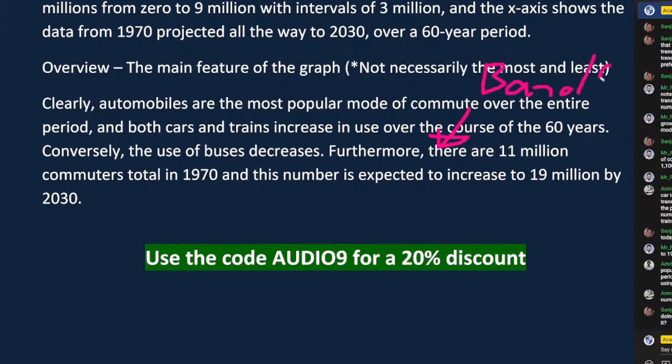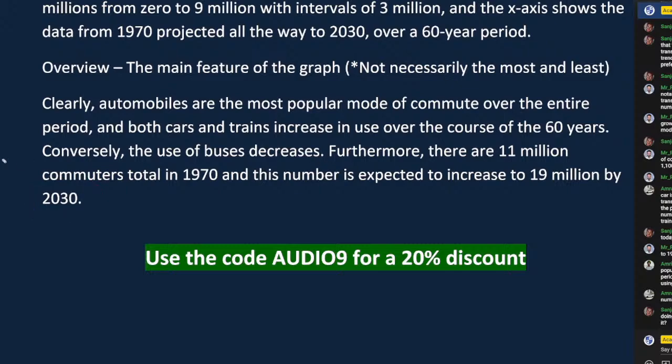Okay, so this is where that band 9 comes from, where you go that extra step. You go that step that those band 7 and band 8 students will not achieve. So I say, furthermore, there are 11 million commuters total in 1970, and this number is expected to increase to 19 million by 2030, right?